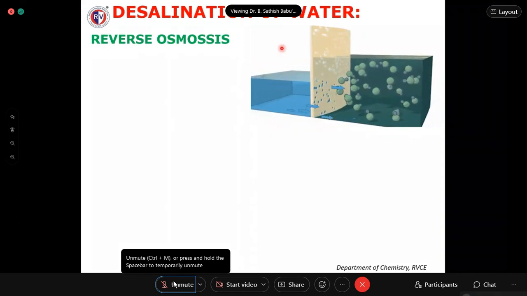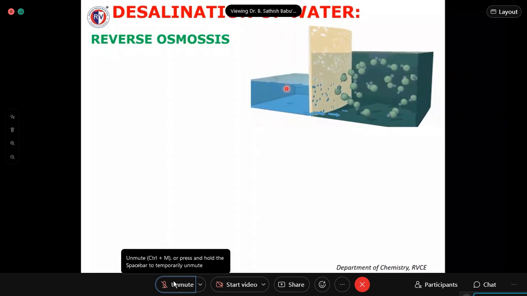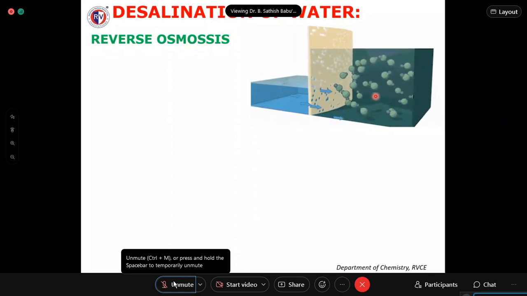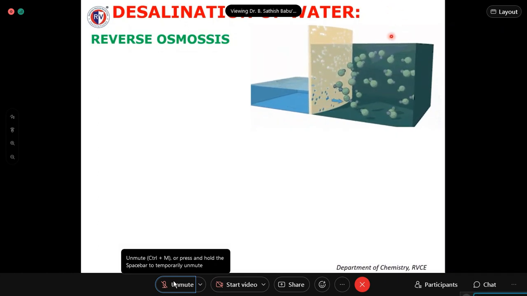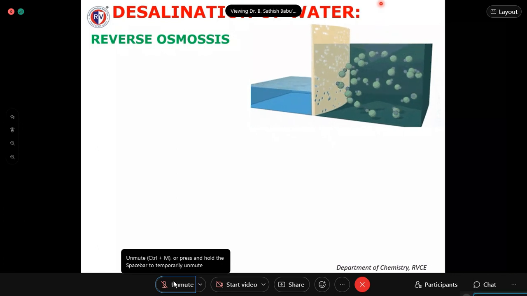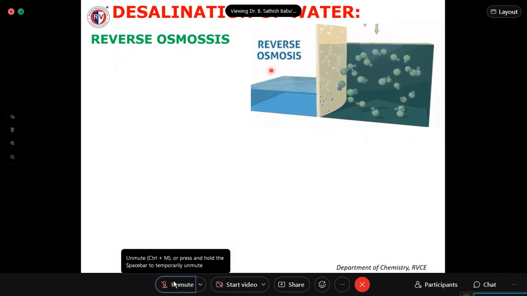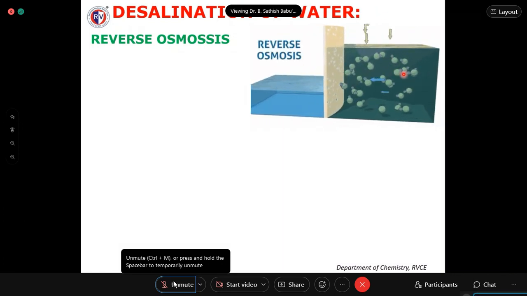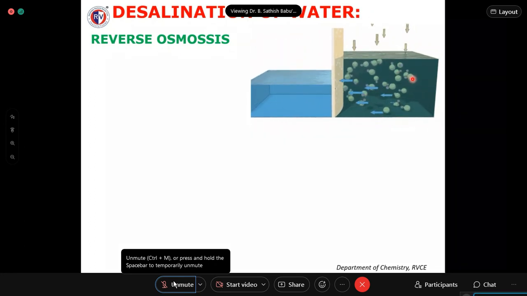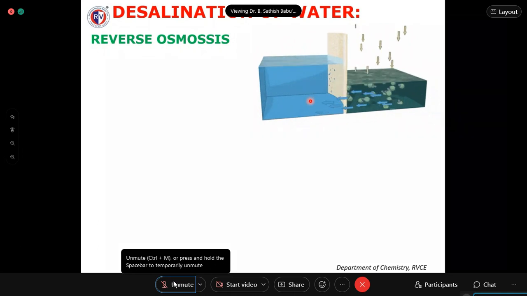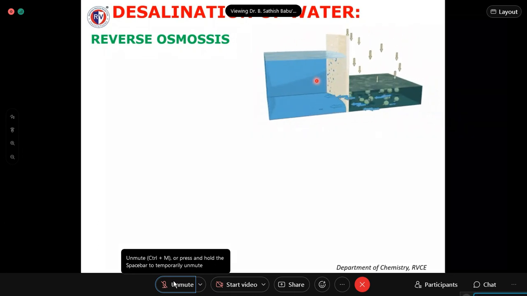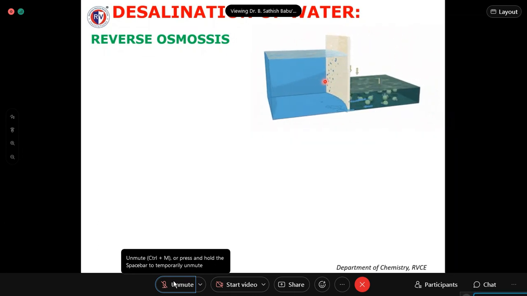There is a movement of water molecules from the lower concentration side to the higher concentration side. Now what are we doing? We are applying pressure here. In reverse osmosis, we apply pressure, and the water molecules move from the higher concentration side to the lower concentration side. This process is called reverse osmosis. Very simple principle.